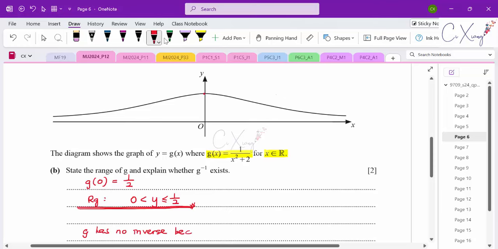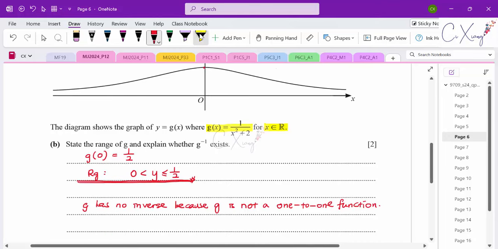Because g is not a one-to-one function. The keyword is one-to-one. So you have to tell them clearly that it is not a one-to-one function. So that's the reason why this particular function g here has no inverse function.